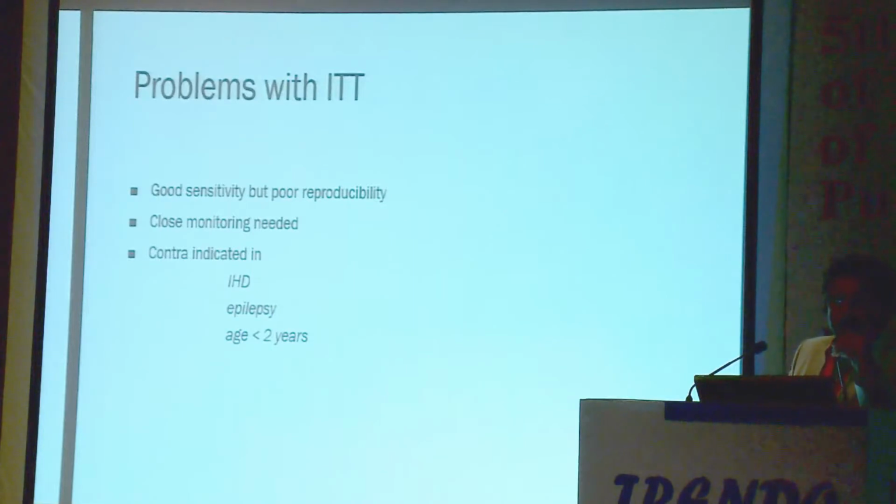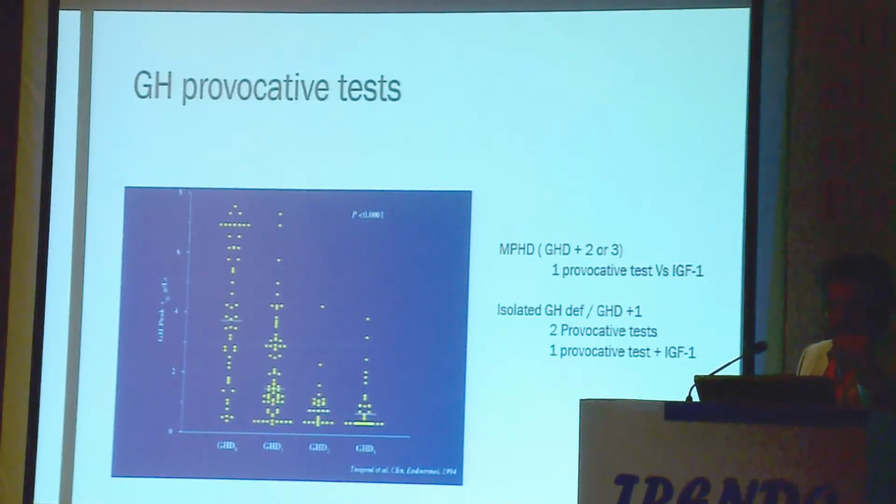But the problem with the insulin tolerance test in diagnosing growth hormone deficiency is that though it has very good sensitivity, it has very poor reproducibility. Even in a single patient, if you repeat the test over a period of time, it may give various results. And close monitoring of the patient during the test is very much needed, so you need a special setting for doing the test. It cannot obviously be done on an OPD basis. And because of the degree of hypoglycemia the patient gets, it is contraindicated in patients with established IHD, epilepsy, and obviously in children less than 2 years. So it has its own fallacies.